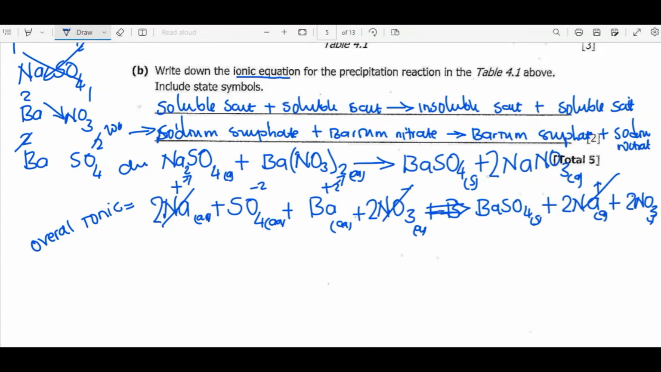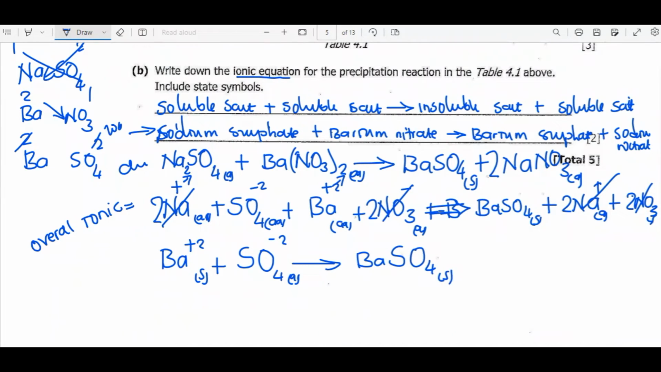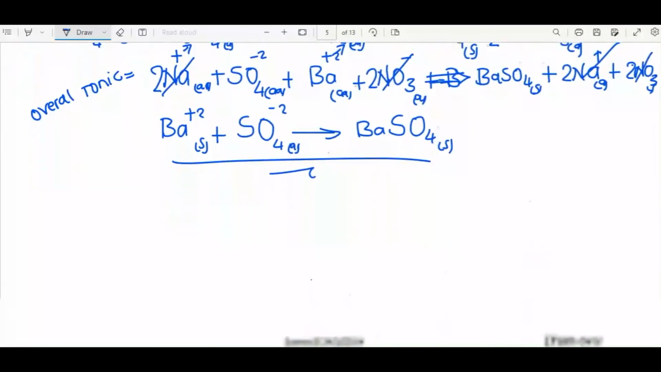Then this one also we cancel. So our final answer is barium plus sulfate giving us barium sulfate, BaSO4, solid. So this is our net ionic equation.